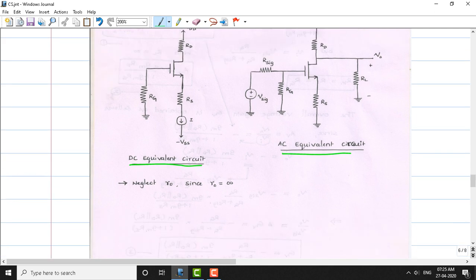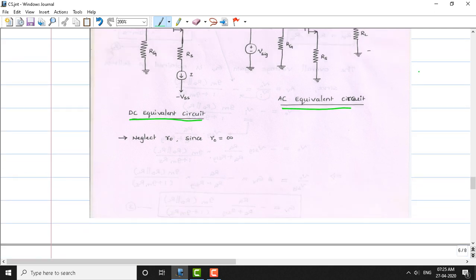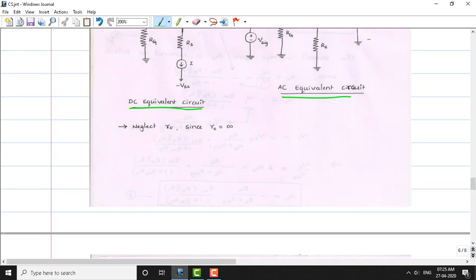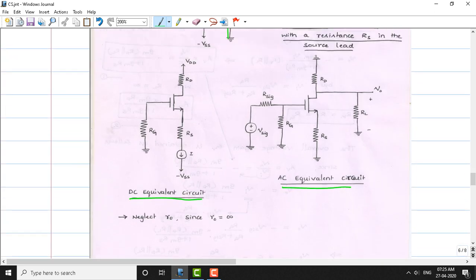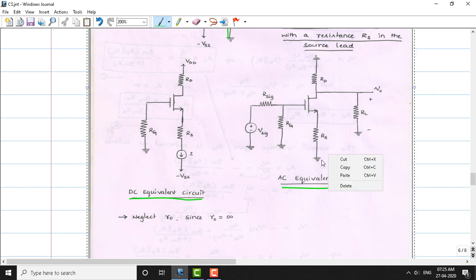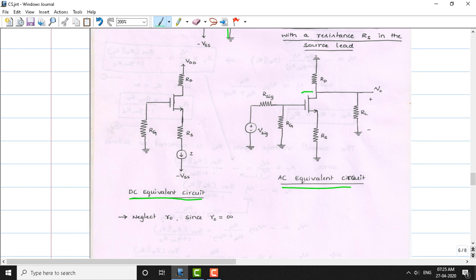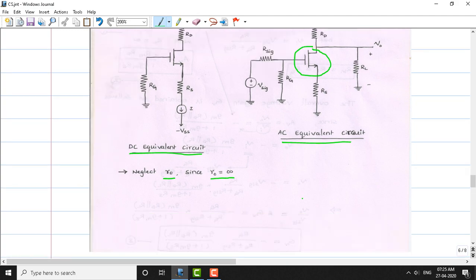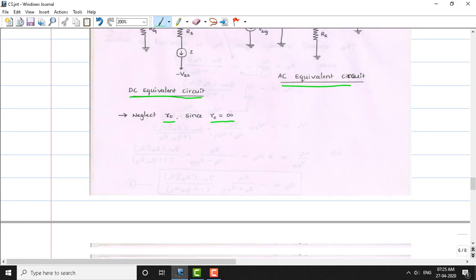So now we'll derive expressions for the AC equivalent by considering the AC equivalent circuit. Here one assumption we need to make is, while replacing the transistor with the T model, we need to ignore the resistance R naught. That means we need to consider R naught as infinite. This is to simplify our analysis.